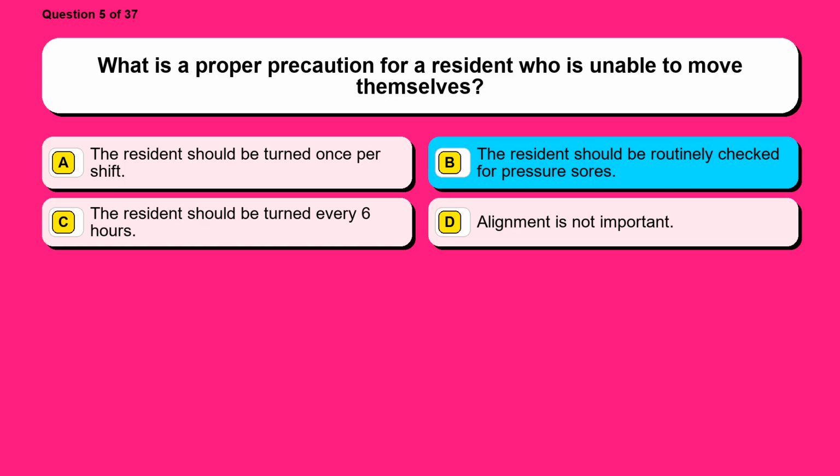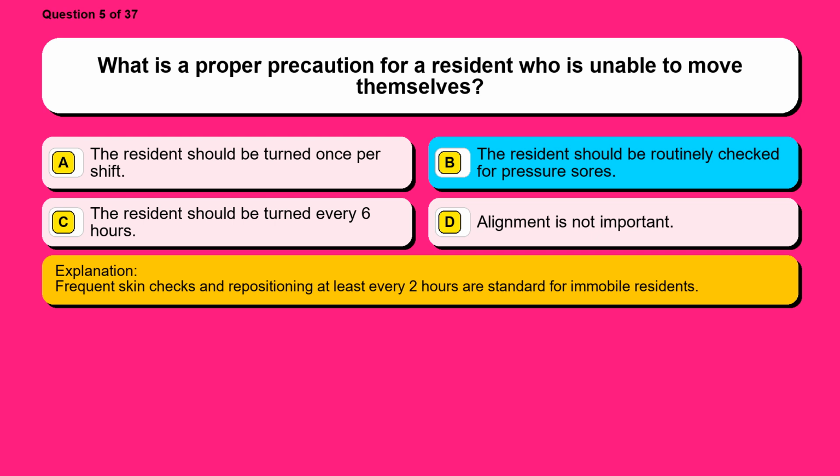The correct answer is option B. The resident should be routinely checked for pressure sores. Frequent skin checks and repositioning at least every 2 hours are standard for immobile residents.